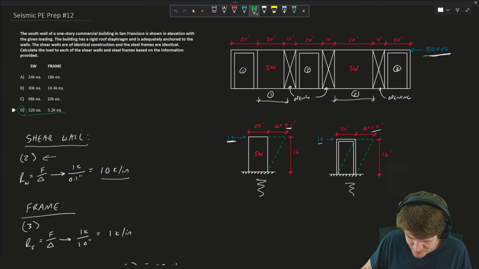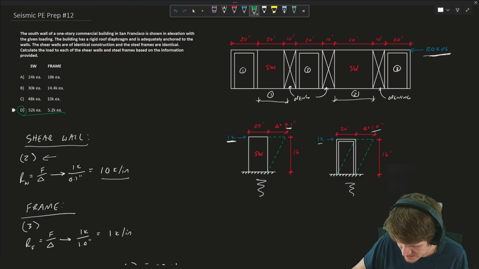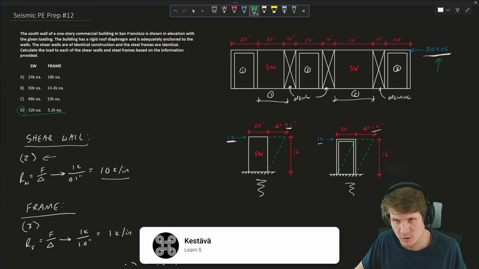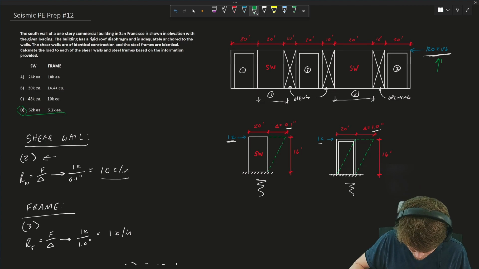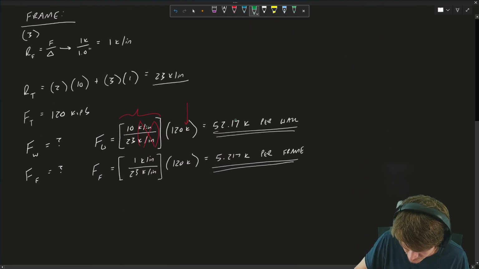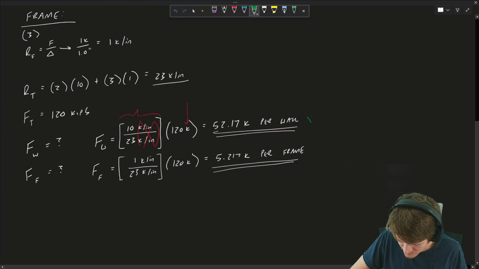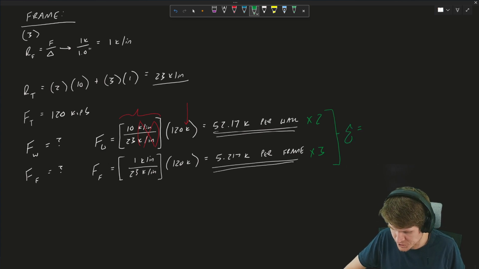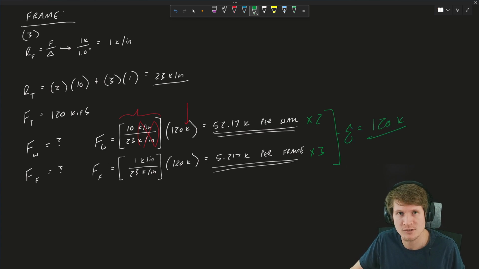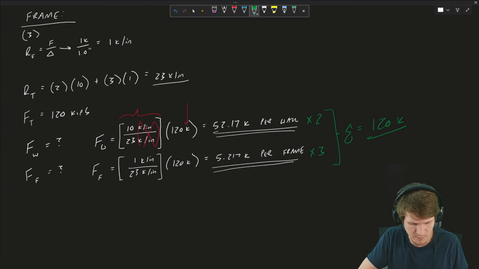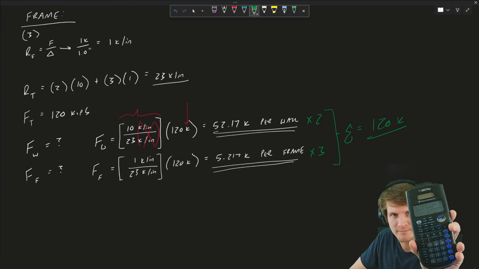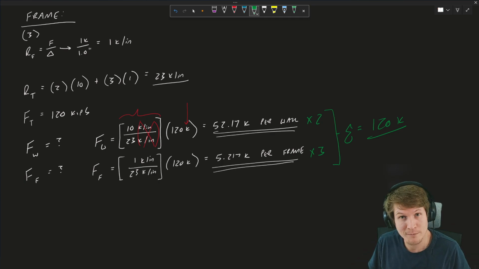Again, if you had all the time in the world, you can back check and say, all right, the total sum, 120 kips, is going to be distributed in some manner to all of these different systems. So if you go down here and you say this is 52.17 kips per wall, there's two walls and there's three frames. If you sum those up together, that should get you 120 kips. So you know you haven't forgotten about any load anywhere or done some error in distribution in some way. Let's see, 52.17 times... 119.991, I'm going to call that. That's good enough for me, I'm ready to move on.